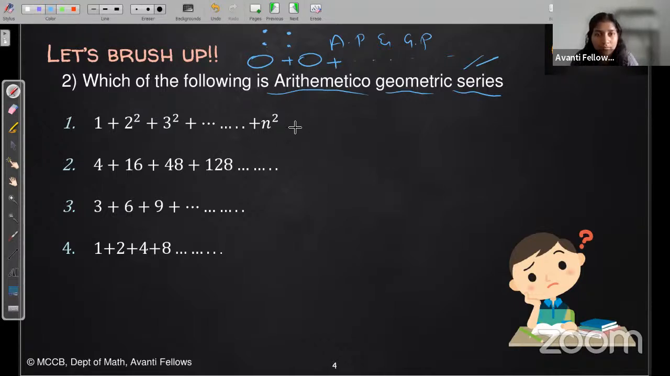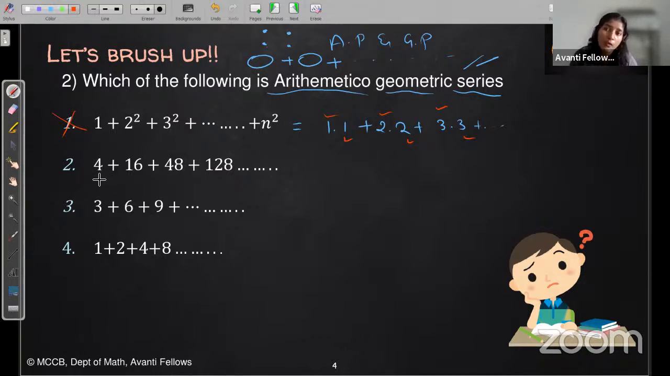Here you observe, this is 1 into 1, and the second term can be written as 2 into 2. The third term can be written as 3 into 3, and so on, right? If you observe here, the first terms are in AP. That's fine for us. Look at the second terms. These are all the same: 1, 2, 3. Are they in GP? No, right? Again, they are in AP. So this is not an arithmetico-geometric series. Let's come to the next option.